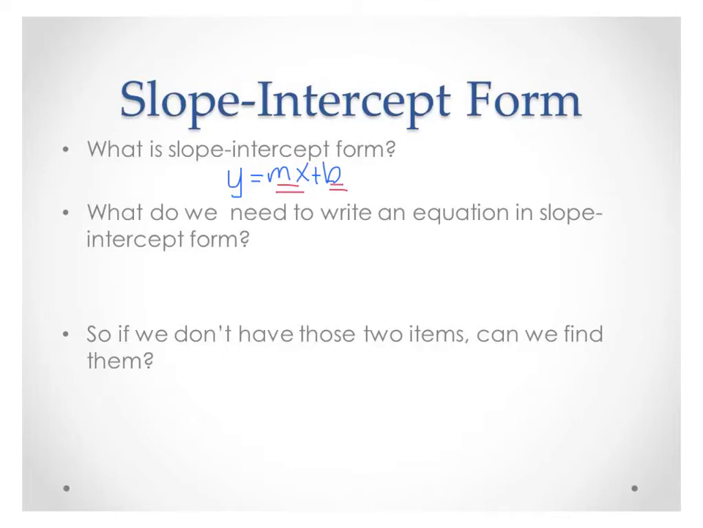Okay, so what two things do we need to be able to write an equation in slope-intercept form? Because the x and the y stay x and y, what we end up needing then is an m, or a slope, and a b, or y-intercept. So if we don't have those two items, can we find them? Do you know of ways to find slopes? Do you know of ways to find a y-intercept? Well, let's investigate.